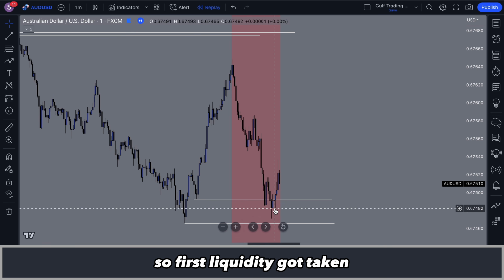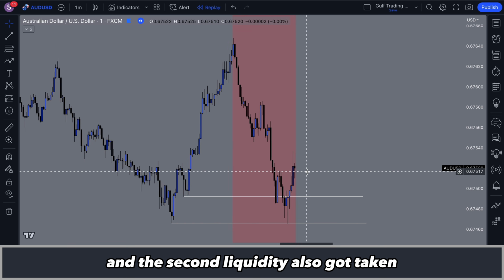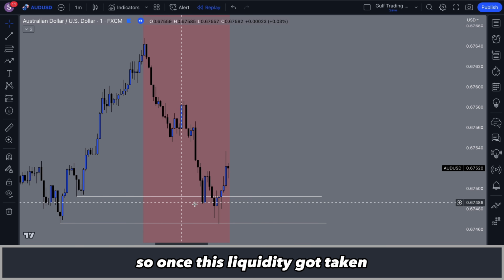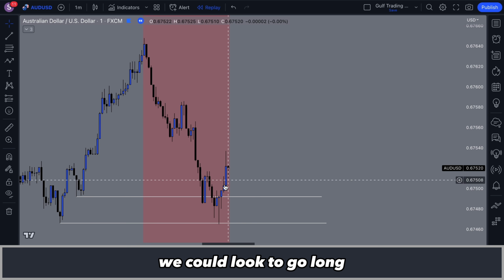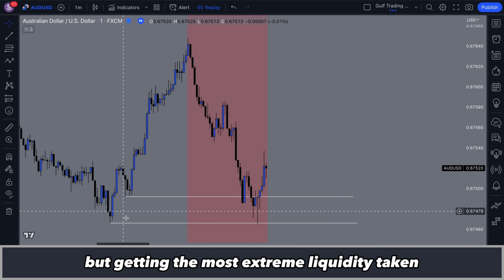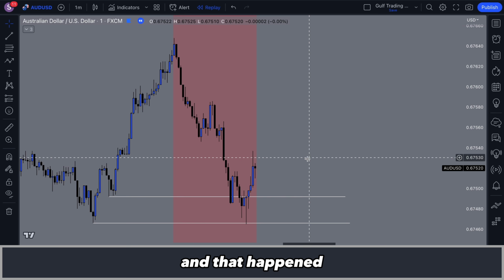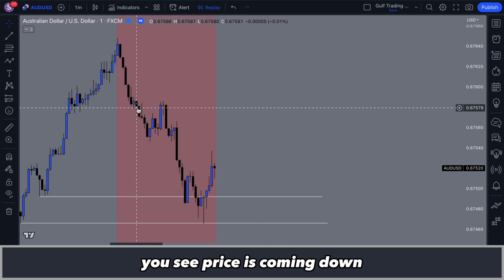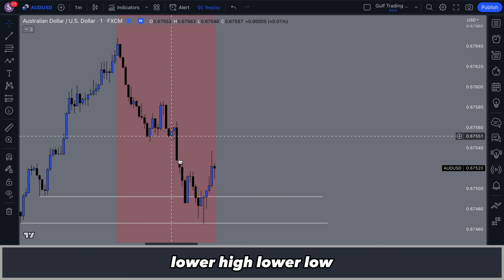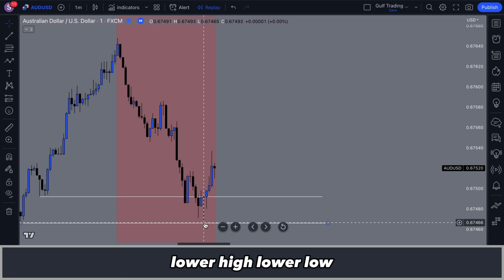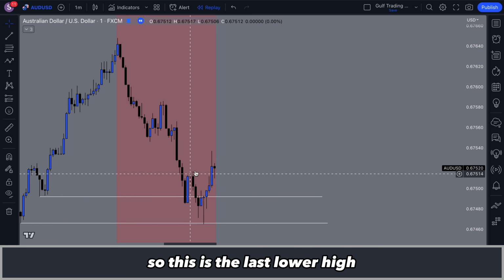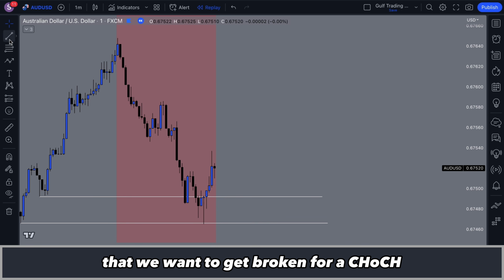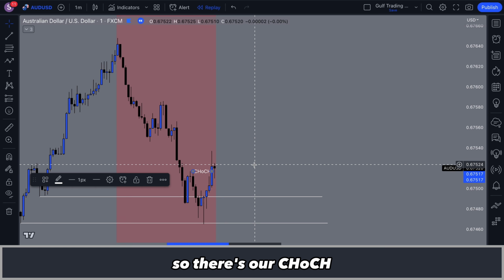So the first liquidity got taken, and the second liquidity has also got taken. Once this liquidity got taken, if we got a change of character, we could look to go long, but getting the most extreme liquidity taken is going to be ideal. And that happened, and then structure got broken. You can see price is coming down: lower high, lower low, lower high, lower low. So this is the last lower high that we want to get broken for a change of character, so I'll mark that up now. There's our change of character.